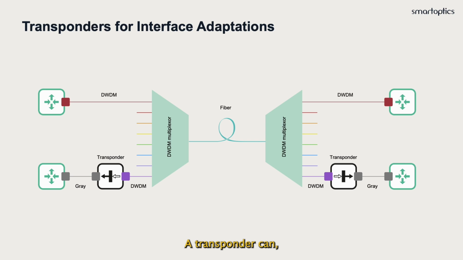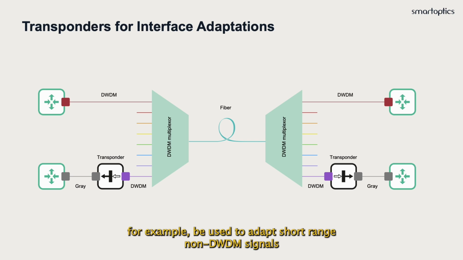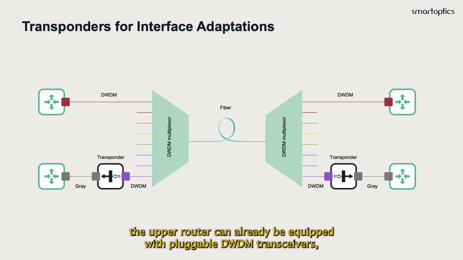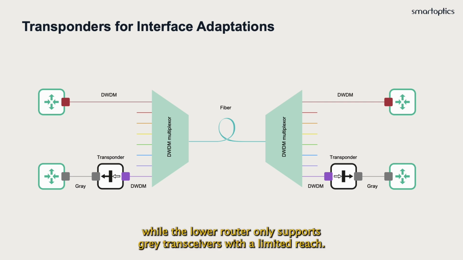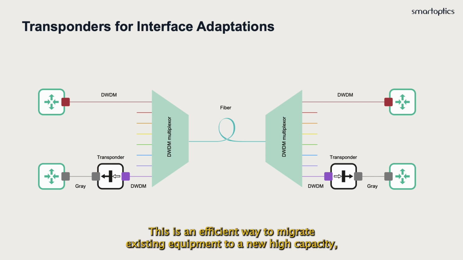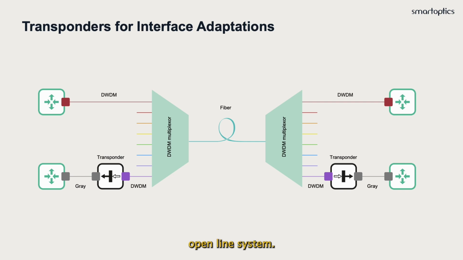A transponder can, for example, be used to adapt short-range, non-DWDM signals to a modern and higher bitrate DWDM line system. In this example, the upper router can already be equipped with pluggable DWDM transceivers, while the lower router only supports gray transceivers with a limited reach. The transponder is then used to convert the gray signal into the proper DWDM wavelength. This is an efficient way to migrate existing equipment to a new, high-capacity open line system.